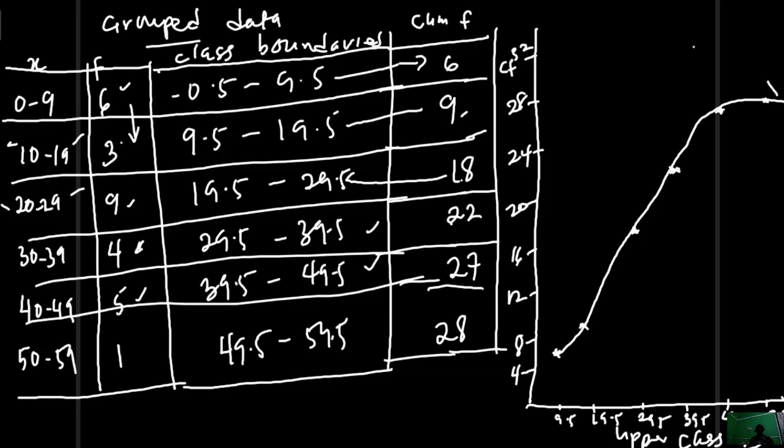Let's now look at how to interpret the graph. We are going to interpret the cumulative frequency curve so that when we are given a question, you'll be able to solve it. The first one that we will look at is the median, which is the same as the second quartile.